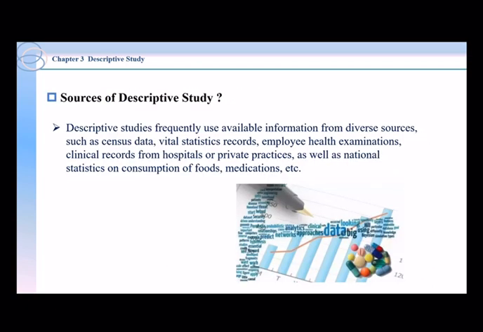The sources of descriptive study can come from many different places. For example, we can use data from the national census data, from employee health examination data, and most frequently, we also use data from clinical records from hospitals or private practice, and many other possible data sources.